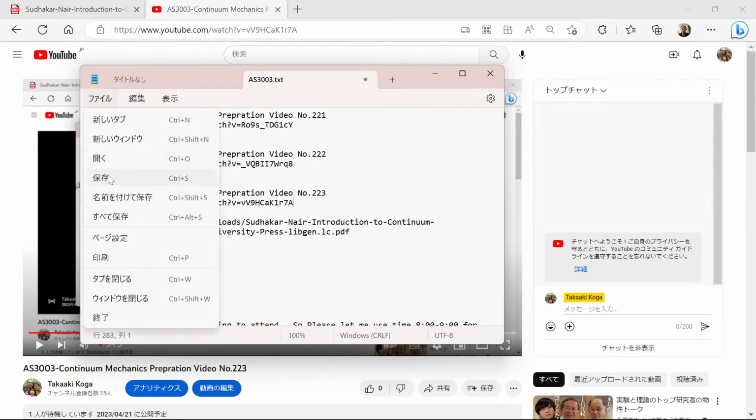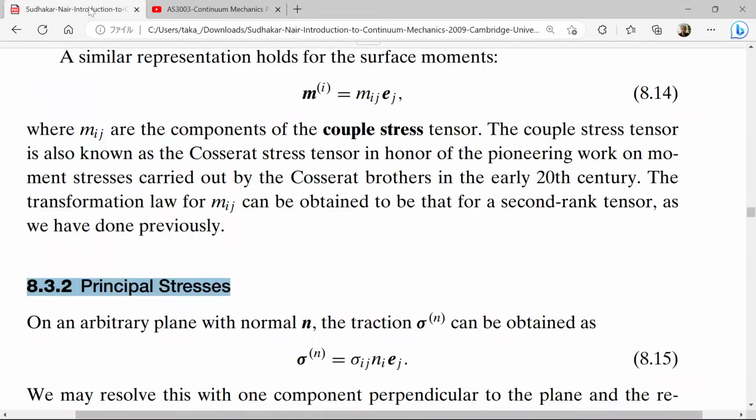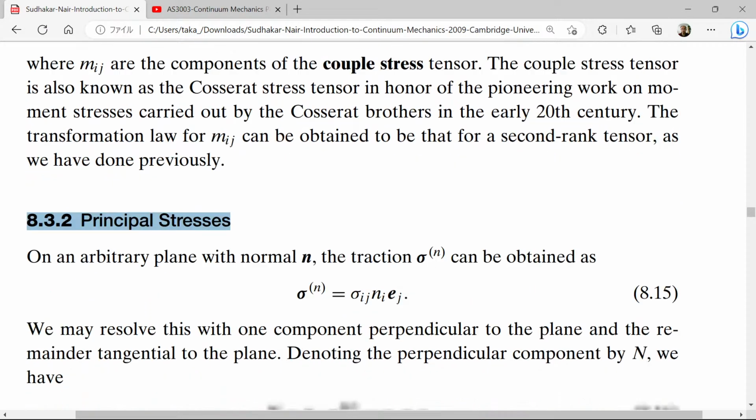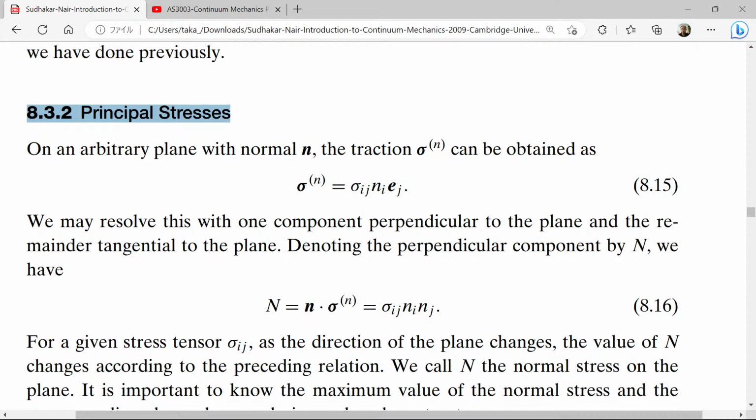Okay, so I start this part. Principal stresses on an arbitrary plane with normal n, the traction sigma n can be obtained as this.